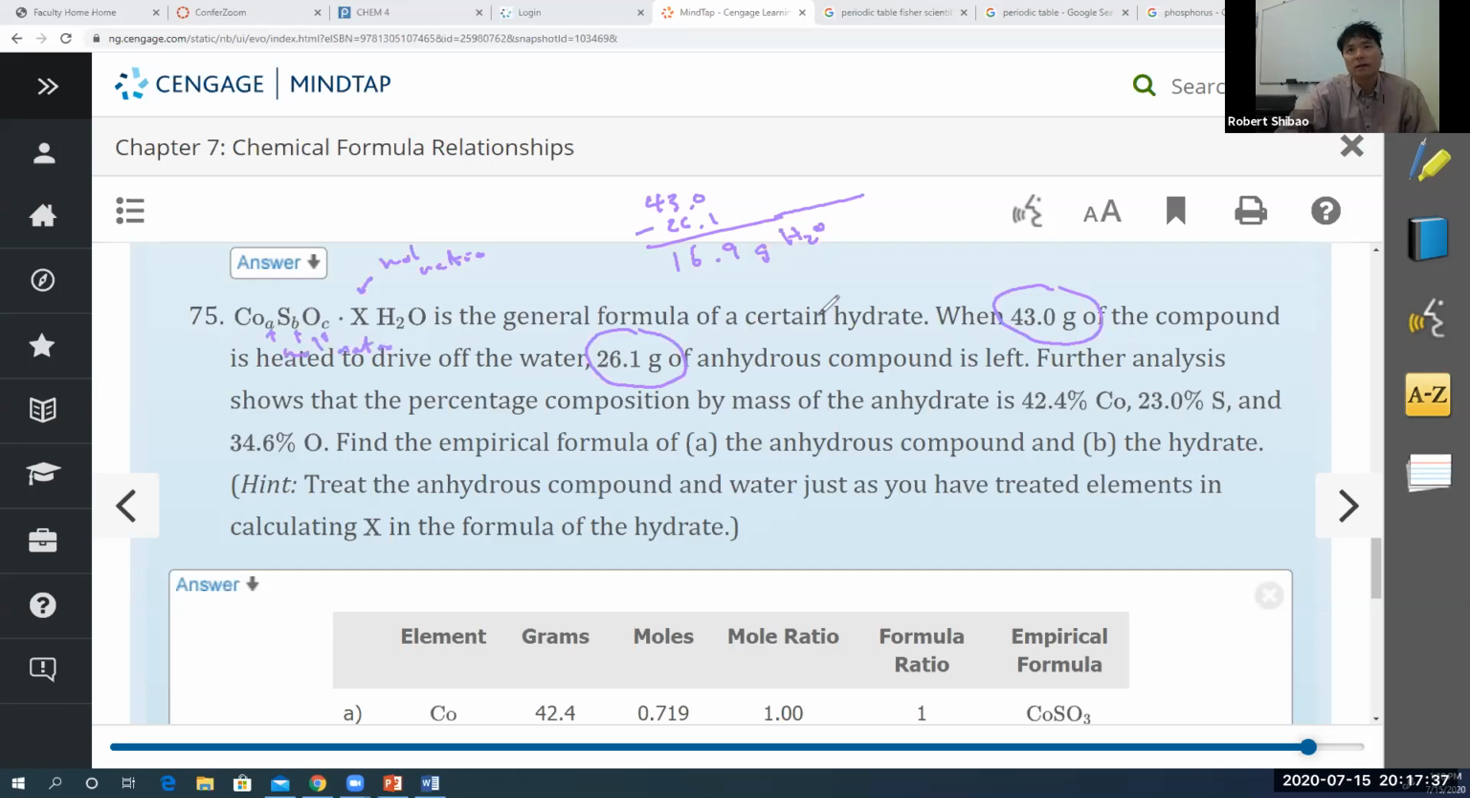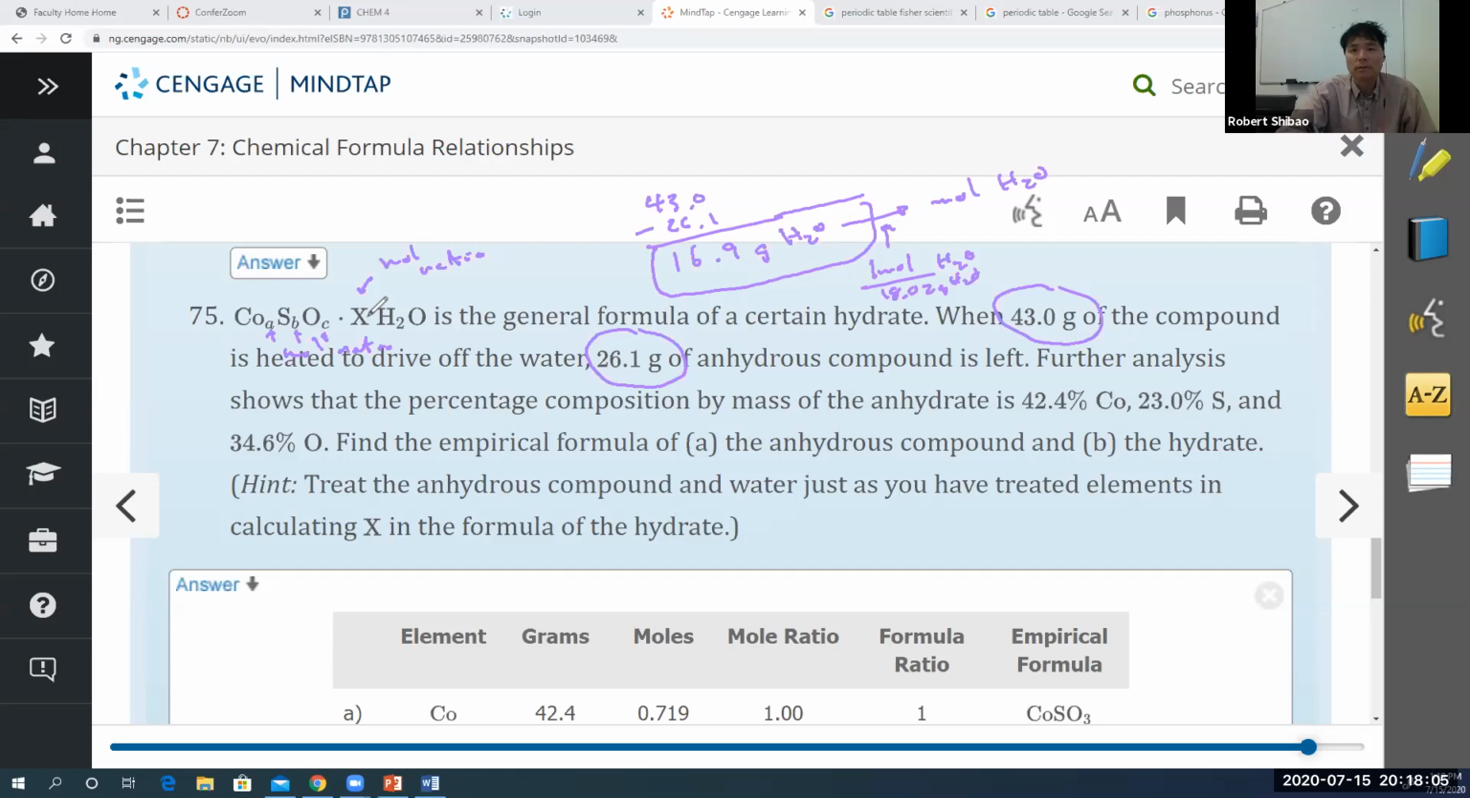So we do the same thing. If we have grams of water, we can just convert that to moles of water by using the molar mass of water. I know 1 mole of water weighs 18.02 grams. So I can convert grams of water to moles of water and then insert that as part of the mole ratio.